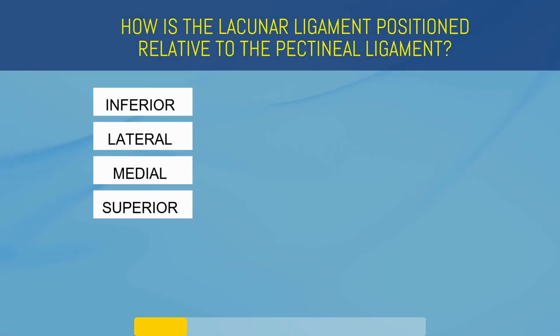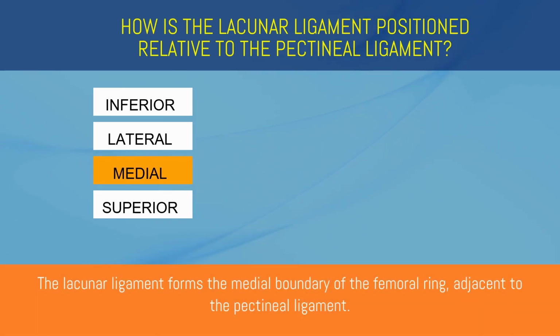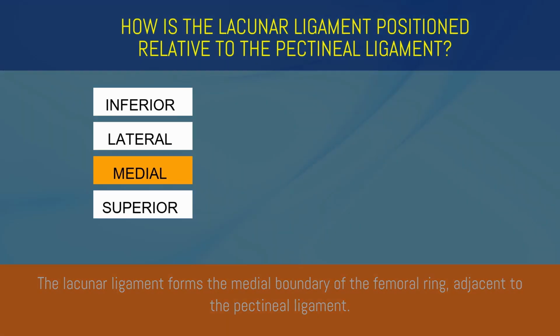How is the lacunar ligament positioned relative to the pectineal ligament? Inferior, lateral, medial, or superior? Medial. The lacunar ligament forms the medial boundary of the femoral ring adjacent to the pectineal ligament.